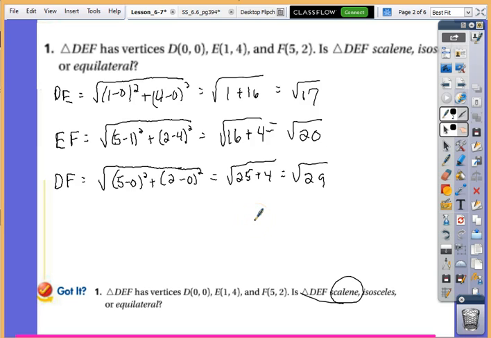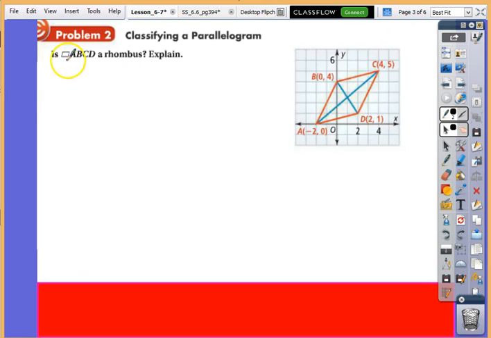All right. So that was pretty simple and pretty straightforward. We just had to go through and figure out whether or not a triangle was scalene, isosceles, or equilateral. There was really no other way to do it. You just find the sides. Now let's look at a different type of problem.